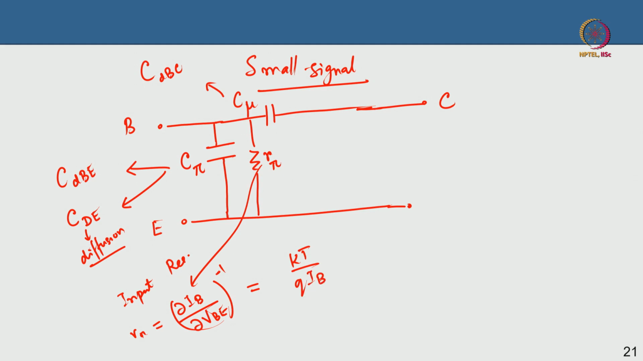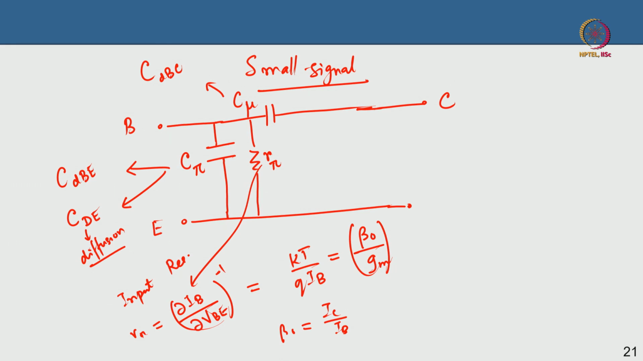kT is the thermal constant, and this comes out to be beta naught by Gm, where essentially I am using the concept that beta naught, which is the static gain, is IC by IB. So I am replacing IB here by IC by beta naught, and I am replacing kT by q IC by Gm. So that is how it is the ratio of the gain by transconductance, which is your input resistance. This is the input resistance. Alright.